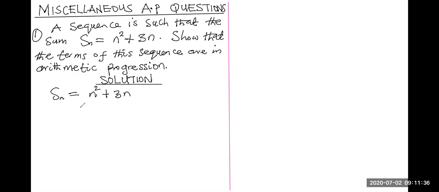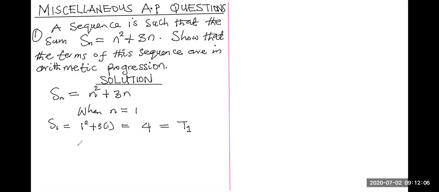So what we do: when n is equal to 1, we have S1 equals 1 squared plus 3 into 1, and of course we have 4. And S1 is the same thing as our t1, the first term, because sum 1 means adding just the first term alone, while S2 means adding from the first to the second.